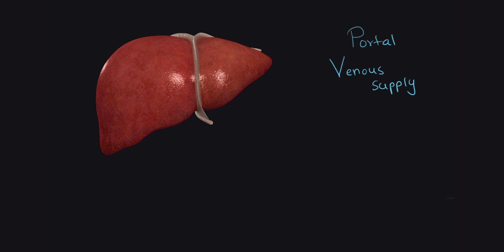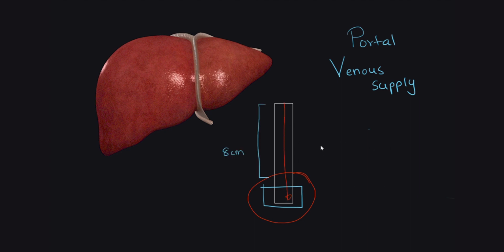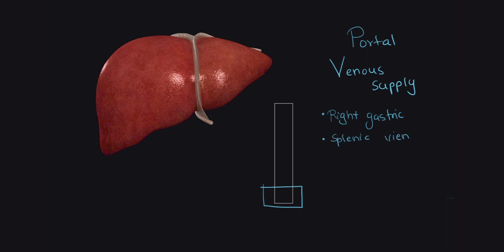Next, let's look at the portal vein. The portal venous supply consists of the portal vein, a tube-like structure that measures approximately 8 centimeters. It has superior branches and also inferior branches. We're going to be looking at the inferior branches first. The first inferior branch is the right gastric branch. After that, we have the splenic vein, then the pancreaticoduodenal vein, and lastly, the superior mesenteric. Now let us look at each one of them on the atlas.